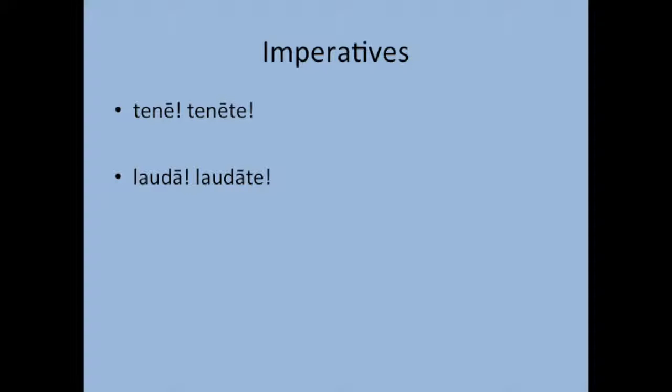Now, let's go over a couple more forms from the present stem, and these are the imperatives. Imperatives are simply commands, and in Latin, the imperative forms that you're learning are always essentially second person. You're always addressing someone and telling them to do something. But in English, we don't use a pronoun, right? All we do is use the verbal form.